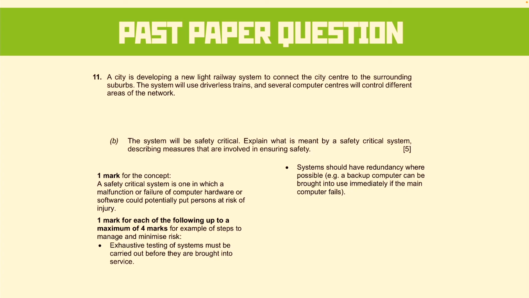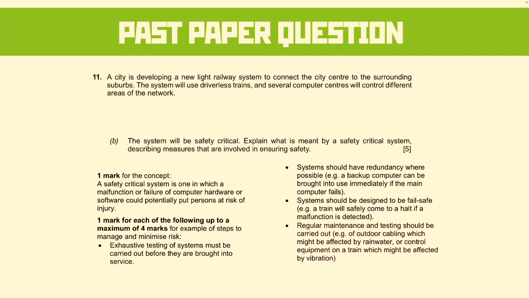Systems also need to have redundancy. There's a backup copy of software or hardware that kicks in if something doesn't work. They should be designed to be fail-safe, like a train will come to a halt if a malfunction is detected. Self-driving cars, if they freak out about something, pull themselves over to the side of the road and hand control to the driver. Regular maintenance and testing should be carried out to make sure that nothing's breaking. And then importantly, we need a high level of security to guard against malicious attacks.